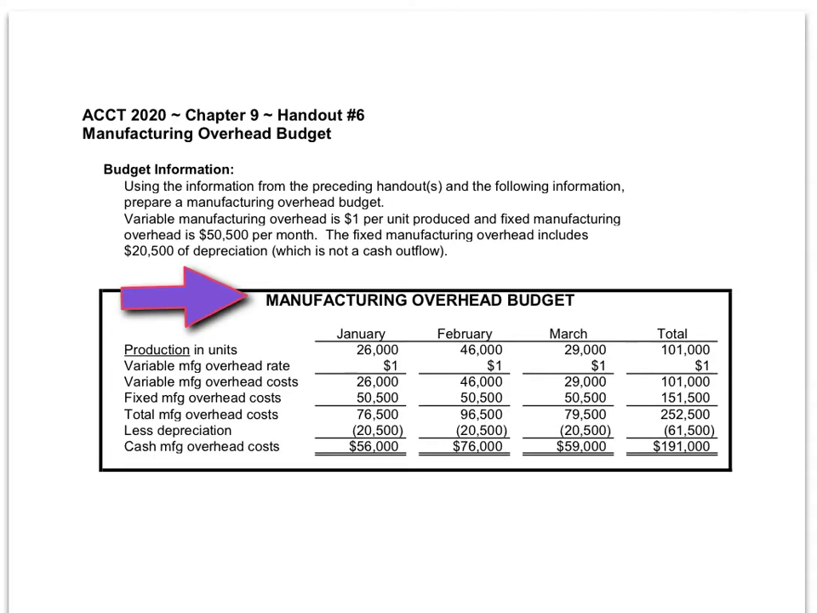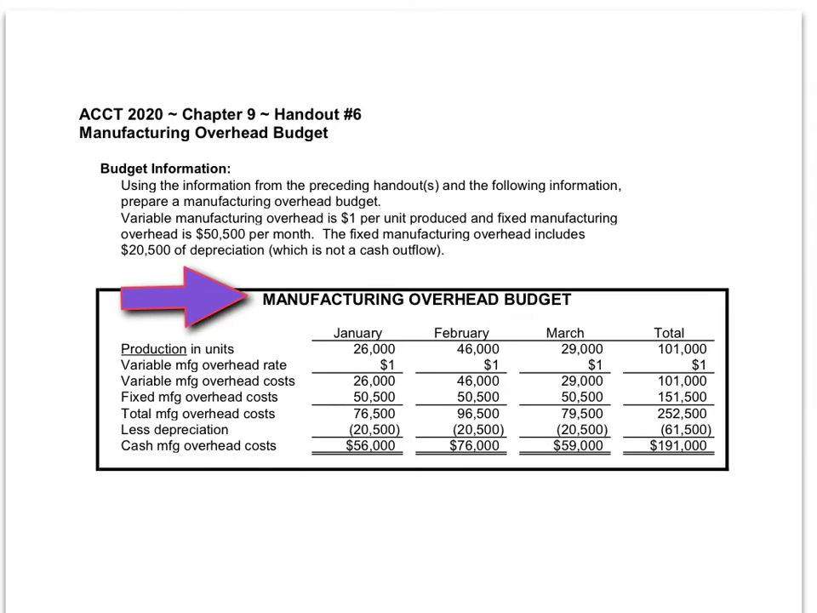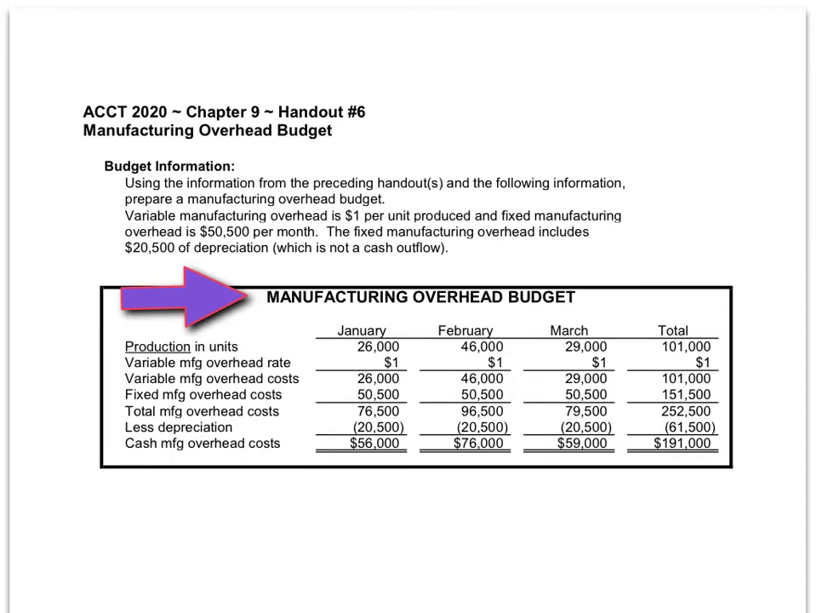So, start with production in units. This is about the third or fourth time we've seen this. Take that from the production budget. So you can see why you have to do these in a certain order, because oftentimes one budget will rely on information in an earlier budget. So the variable manufacturing rate is $1 a unit. So that's our total variable manufacturing overhead costs. Then we have fixed manufacturing overhead costs, which were given.